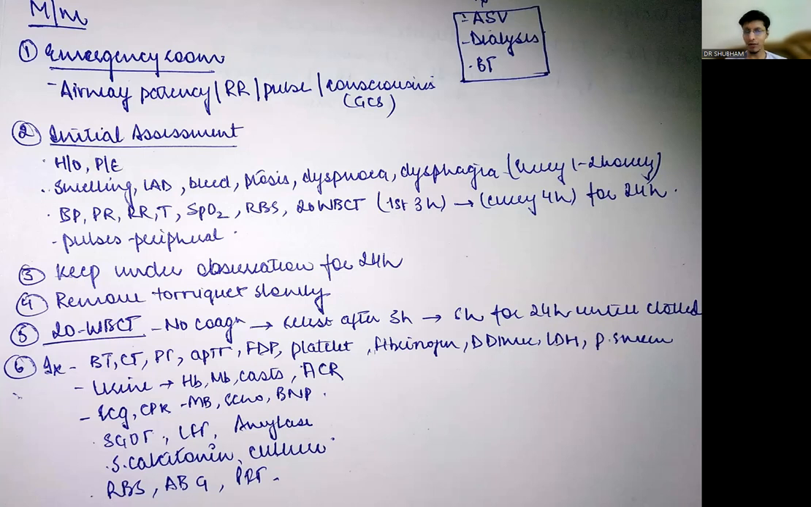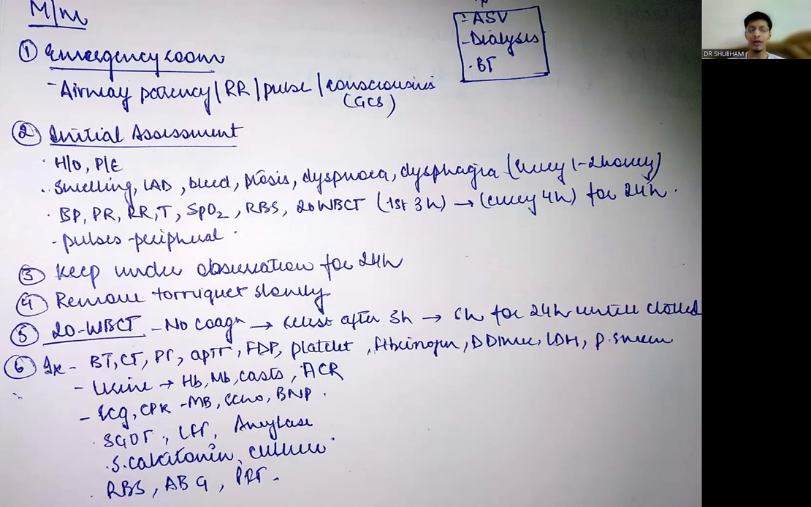Okay, whole blood clotting time I've already talked about. You have to go for the blood investigations if you are sitting in a higher center, starting from the CBC, RBS, bleeding time, clotting time, PTI, INR, your D-dimers, FDPs, fibrinogen, LDH. Urine is very important for hemoglobinuria, myoglobinuria, any cast which can be suggestive of an AKI. You have to get an ECG to look at the hyperkalemia, CPK to look at any cardiac symptoms. You have to get an SGOT, LFT, amylase, serum calcitonin, cultures, ABG if the patient is going into respiratory failure, and a pulmonary function test because vital capacity holds a very important value.